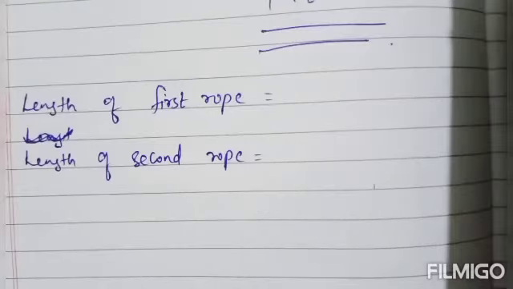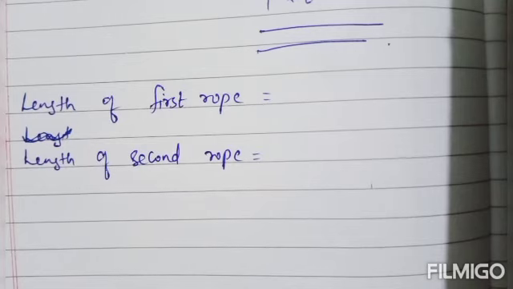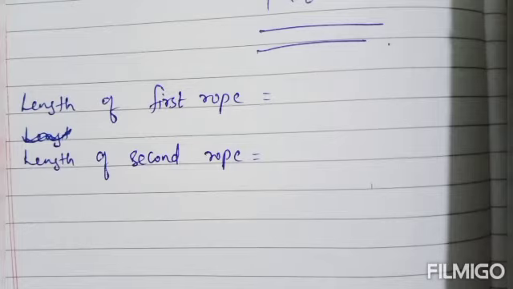Okay. 8th question. A piece of rope is 10 meter 67 centimeter long. Another rope is 16 meter 32 centimeter long. By how much is the second rope longer than the first one? So first rope, its length is 10 meter 67 centimeter. Second rope, its length is 16 meter 32 centimeter long. So second rope is longer, that you know. Okay, so it is 16 meter 32 centimeter. So how much is that second rope longer than the first one.